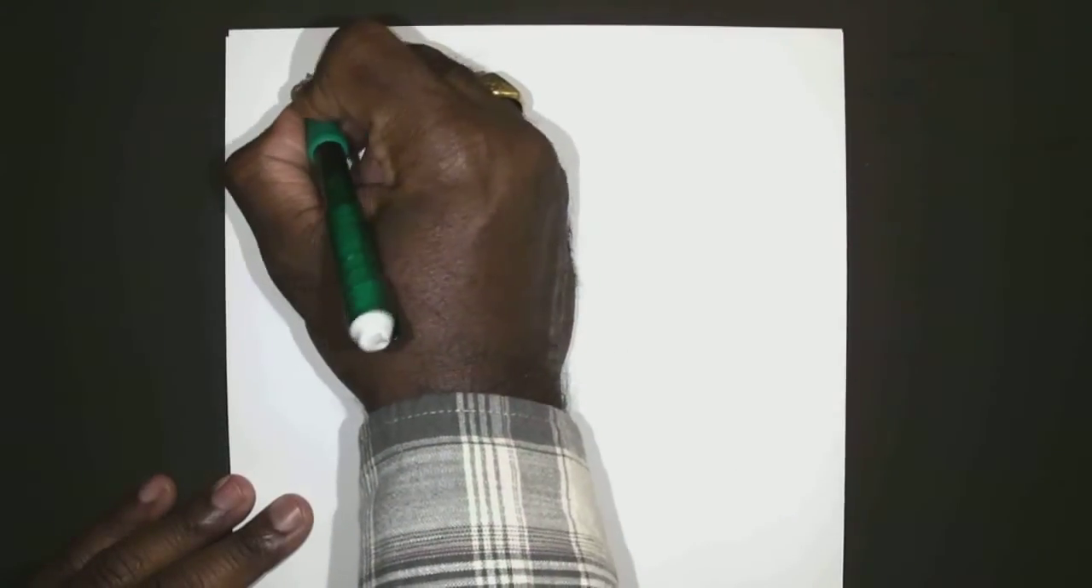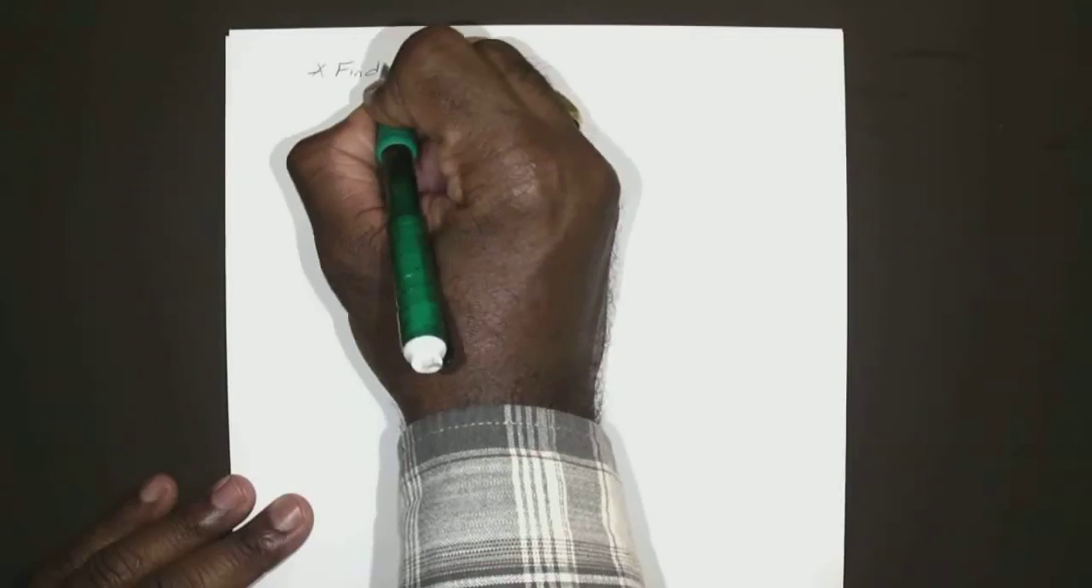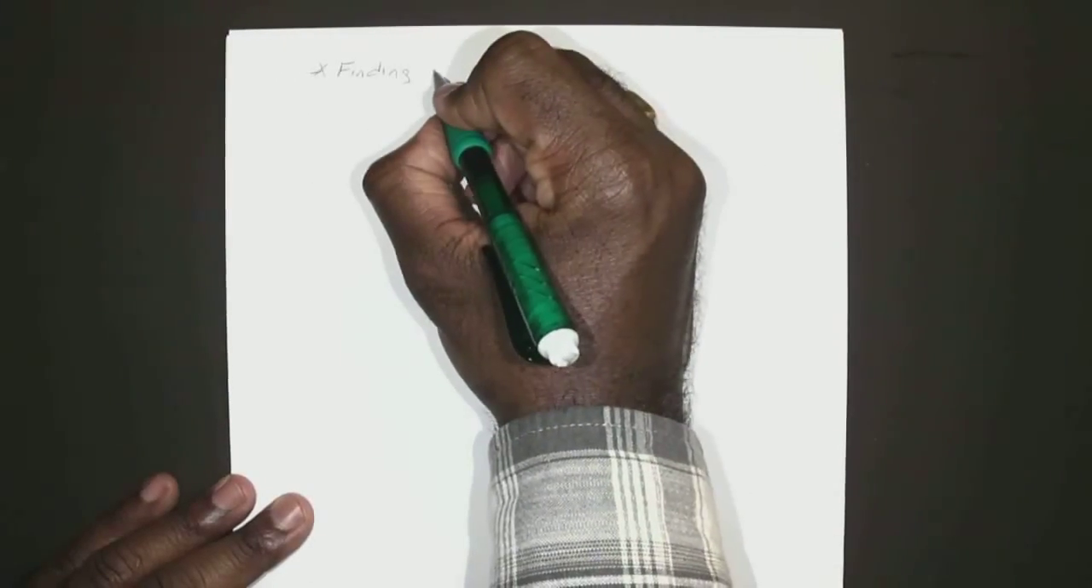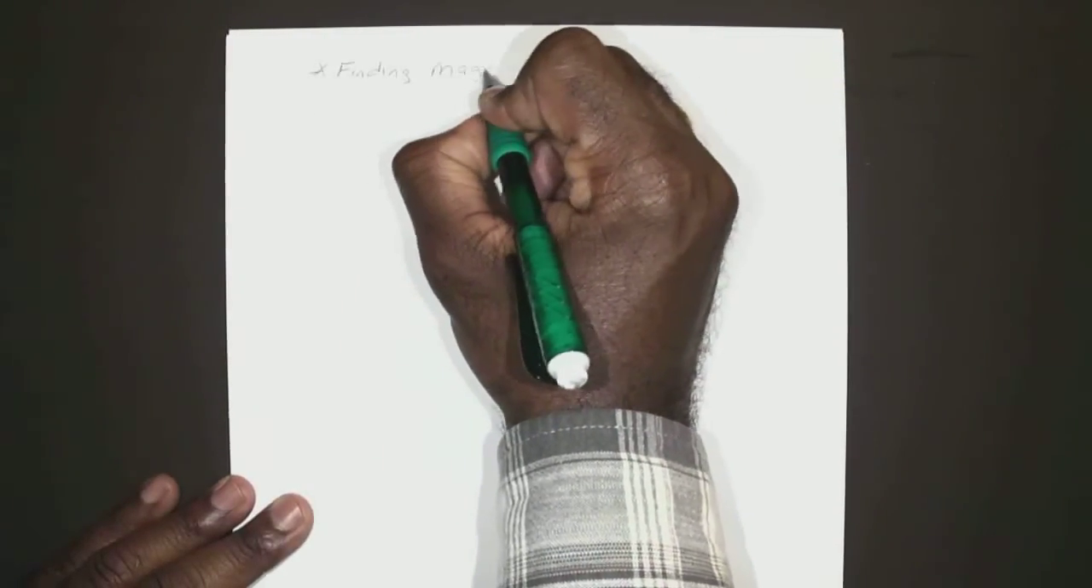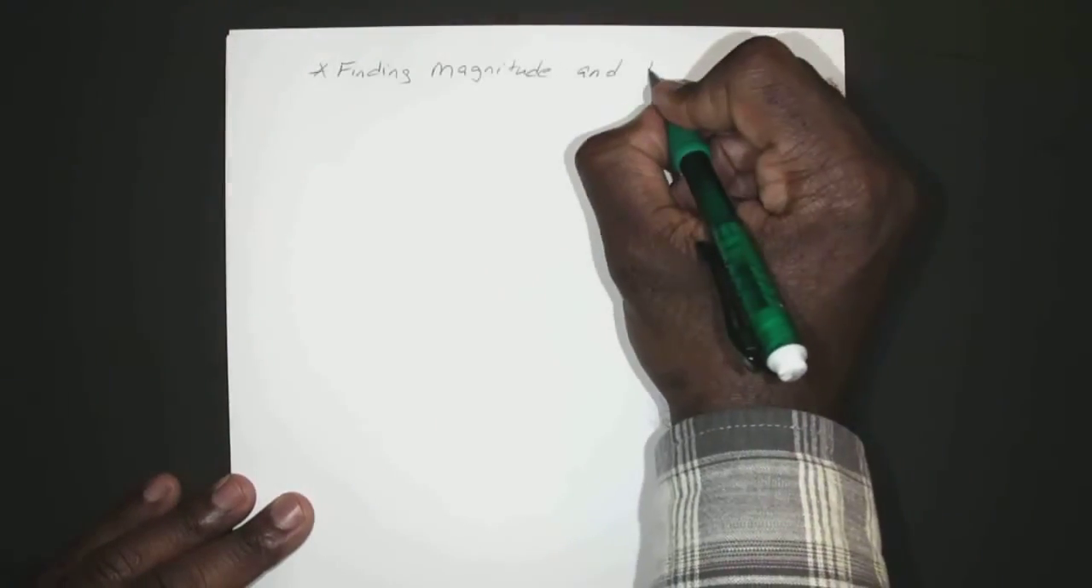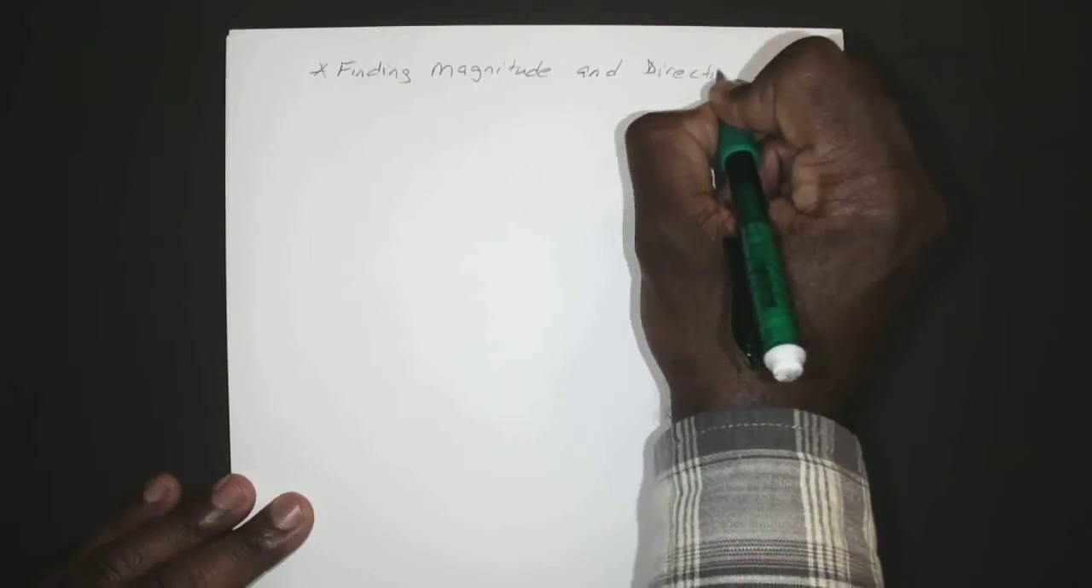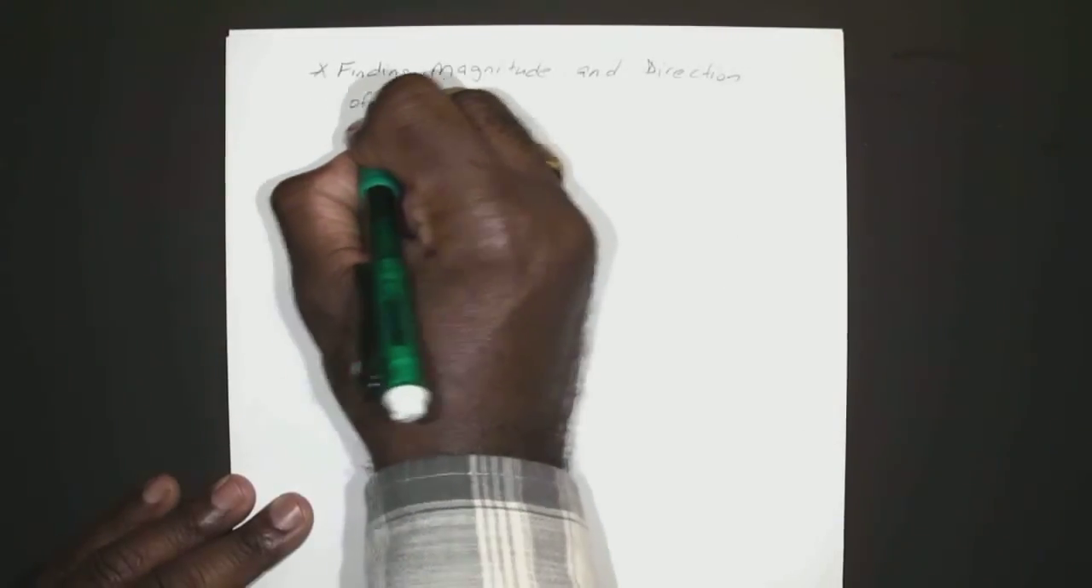All right, now we've mentioned magnitude and direction over and over and over. Now we're going to figure out how to find the magnitude and direction of a vector.